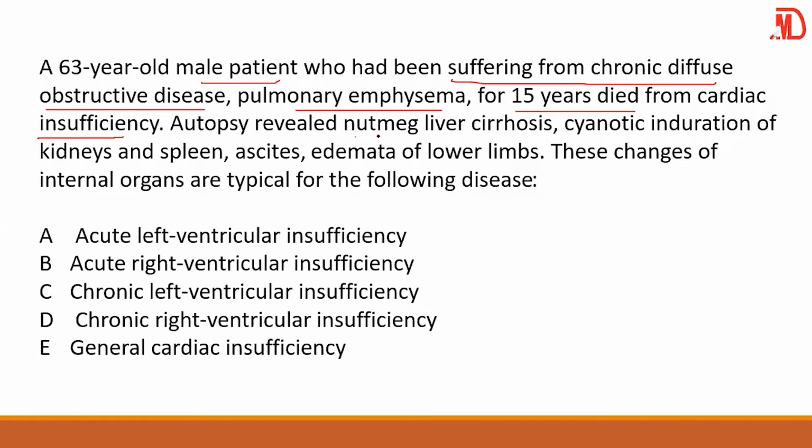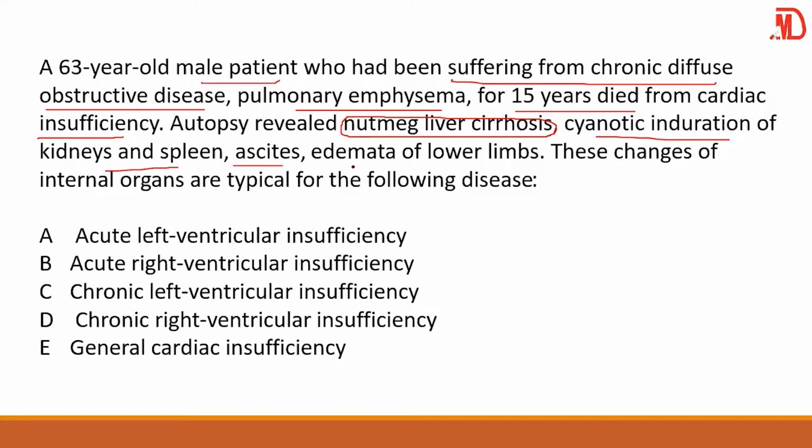Now, autopsy revealed, do you remember nutmeg? Yes, it means there's what? Congestion. And again, if you have congestion, there could be a problem with what? With the heart. So we call it what? The cardiac what? Insufficiency. And of course, they've told that this person having what? Cardiac what? Insufficiency. And look at it again. We also have what? A cyanotic induration. Guys, are you seeing? Cyanotic what? Induration. We're having kidneys, of the kidneys and the spleen.